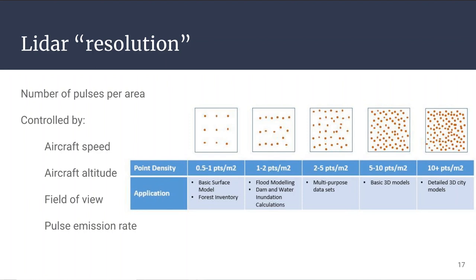You might have other requirements in between. So for a basic 3D model, you might want 5 to 10 points per meter squared. At the other end, 1 to 2 points per meter squared might be useful for flood modeling. So you want a little higher resolution than just a basic surface model to see where that water flows, but you don't need super high resolution.